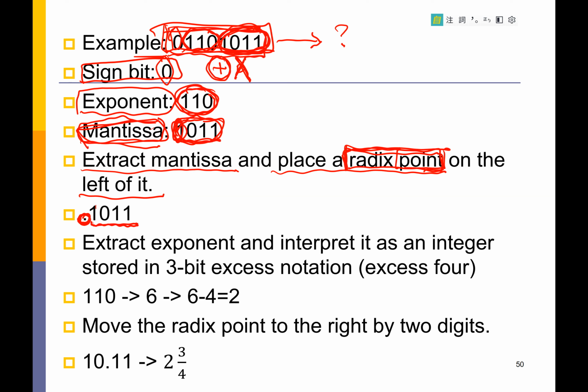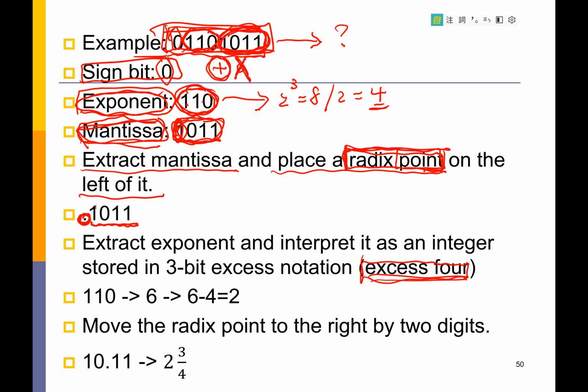Now, the next step, the exponent part, is 110. We are going to use SS notation of integer. The SS notation with 3 bits is SS4 notation, because we know 3 bits, 2 to the power of 3, is 8, and we divide by 2 to get 4. I'm not going to repeat how to explain the SS notation. We spent enough time explaining it last week. So 110 is using SS4 notation.